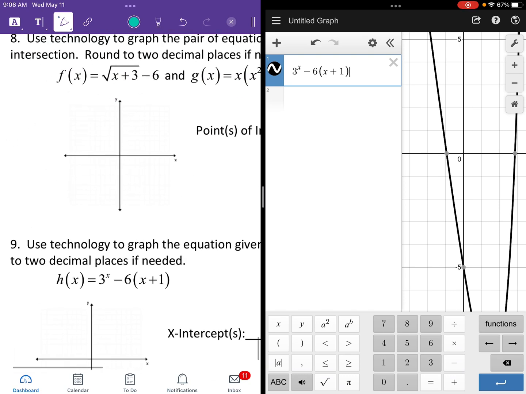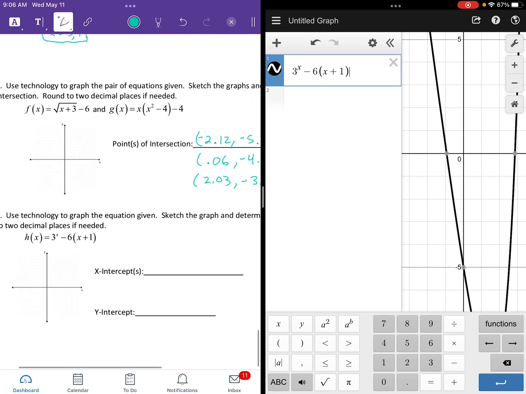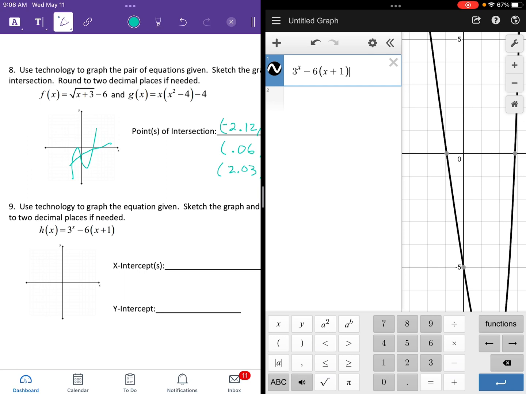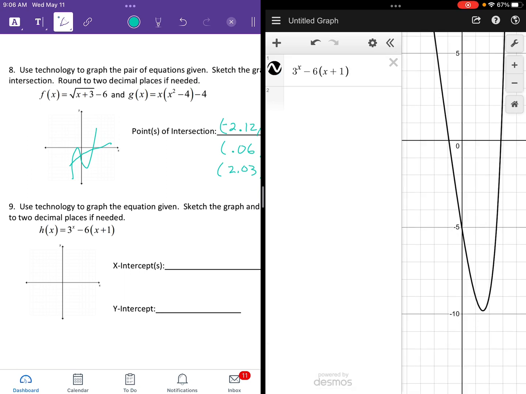Oh, so I forgot we got to graph this. Sorry, that was my bad. So I should have graphed it. All right, this one looks a little bit weird. So it looks a bit like this.